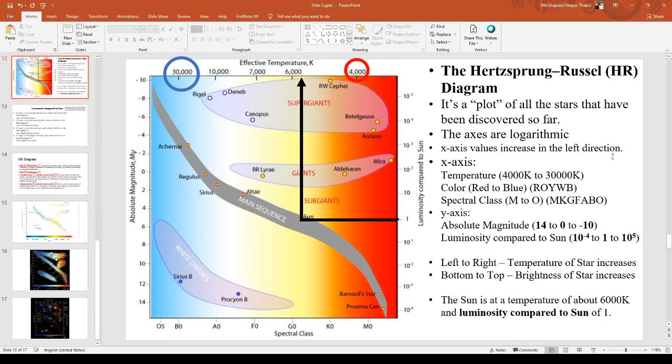What is your question? Will there be protostars? Protostars will be around the bottom right. Protostars are very small, so they will be near the bottom, and they have low temperature because they are not a big star yet. So they have low temperature, so they will be to the right. So protostars will be here, bottom right.